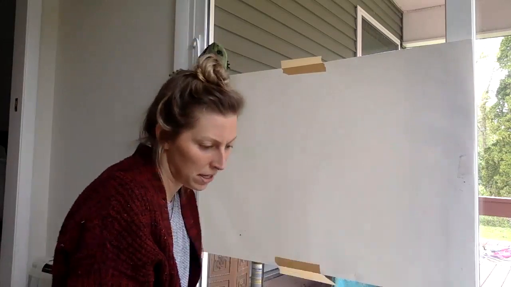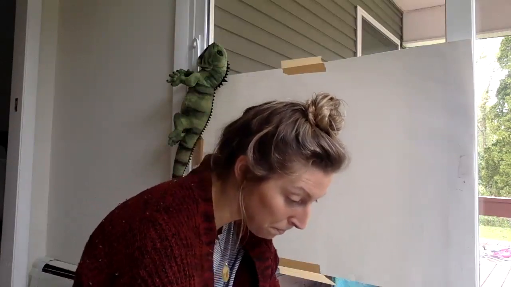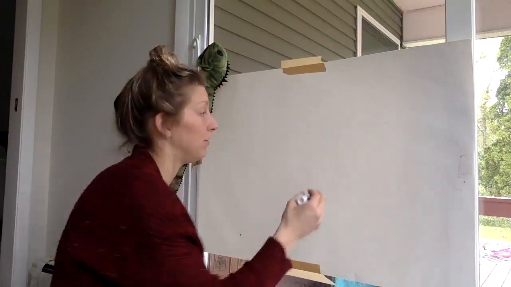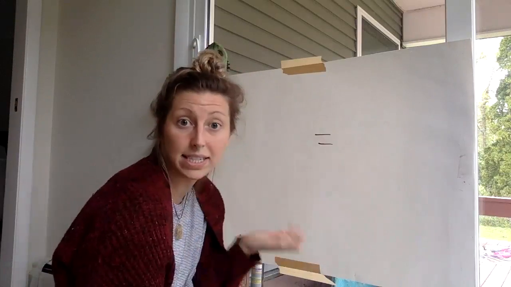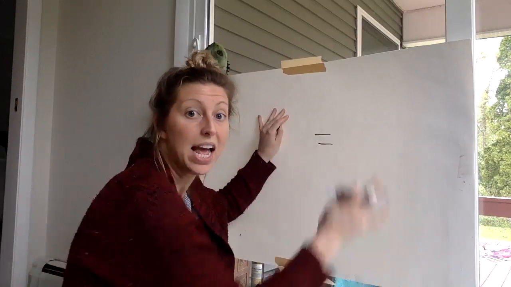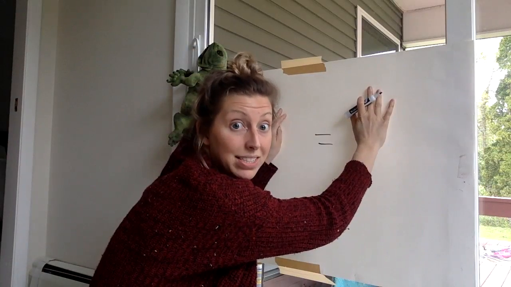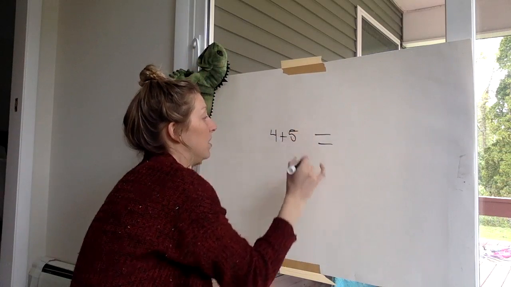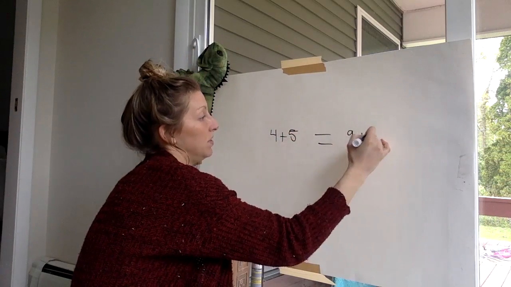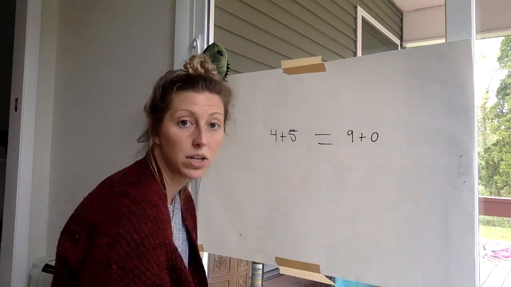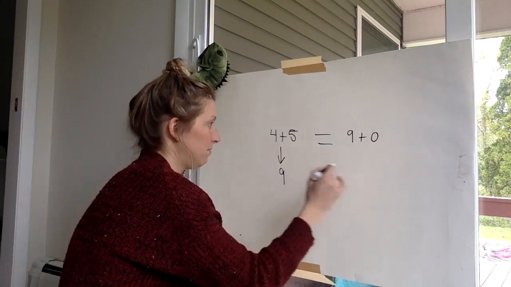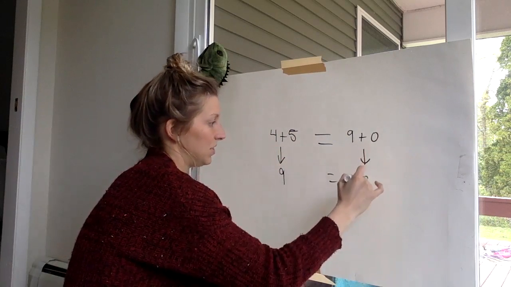All right, here's my next problem. Now, this is something that you really have to pay attention to, okay? So that equal sign, right? What does that mean? Equal sign is the same as, right? So whatever's on this side has to be on this side. It's got to be equal, right? So if I have 4 plus 5, and 9 plus 0 over here, are these two sides equal? Yeah, because that equals 9 and that equals 9.